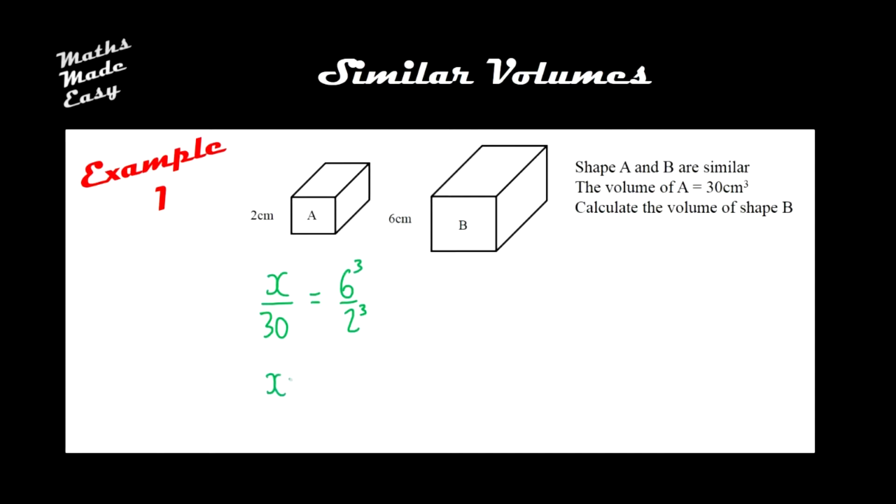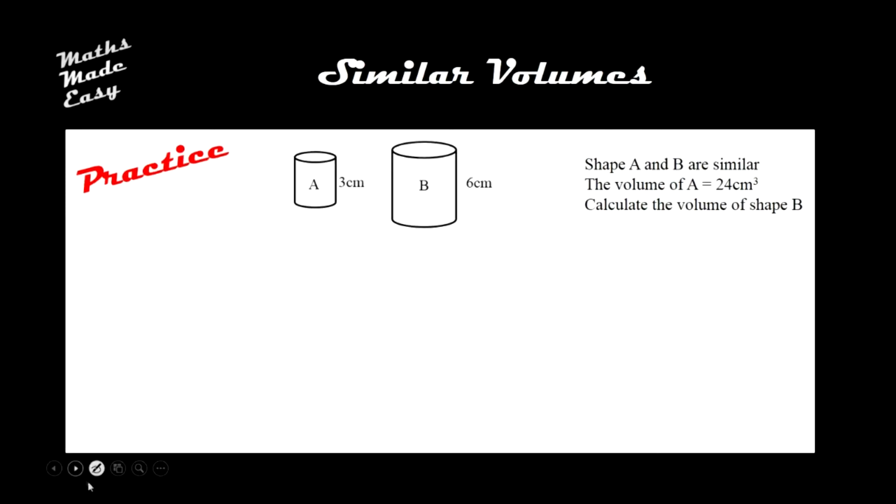Then just like before, I rearrange, so I have 6 cubed times 30 divided by 2 cubed, so x would give me 810 centimeters cubed. Here's a practice question for you to try on similar volumes. Press pause, have a go at this one, and then press play and I'll tell you what the answer was.